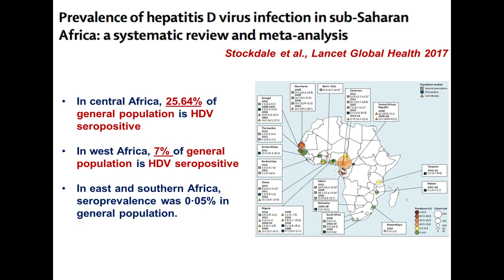This important study shows that in Central Africa, around 25% of the general population is HDV seropositive. In West Africa, around 7% of the general population is positive for HDV. This percentage is lower than that of the survey in Central Africa. However, it's still high considering that it is based on the general population.